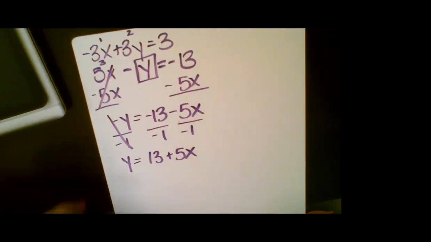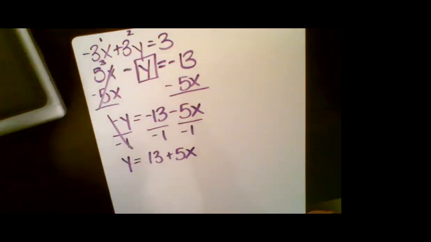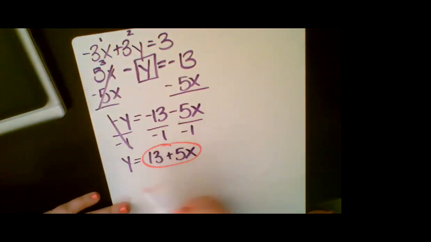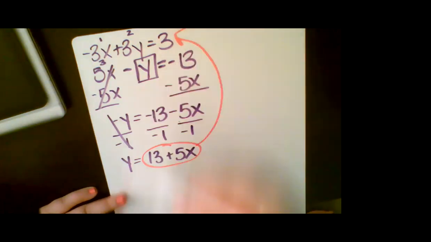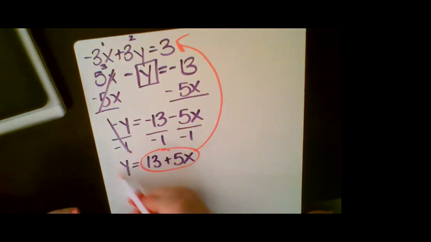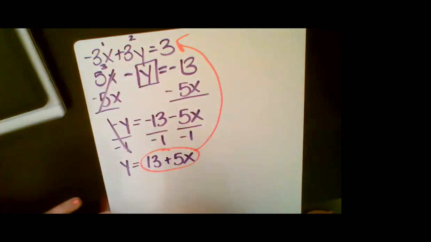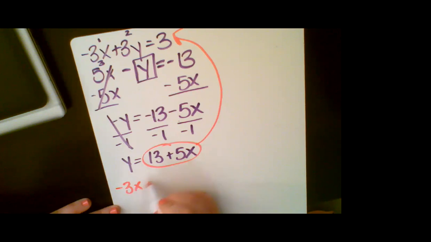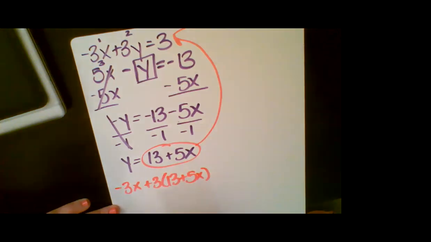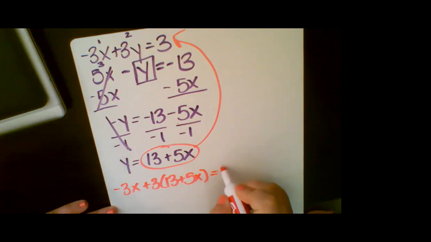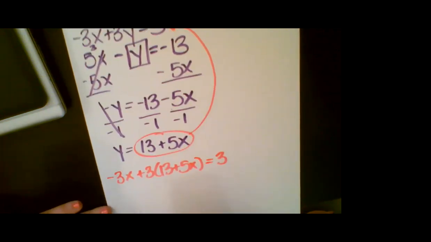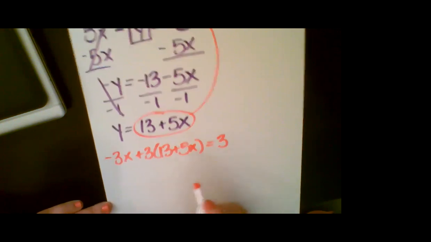All right. So now, after we get a variable isolated, if it's not already, we're going to take the thing that it's equal to, and in the untouched equation, we're going to replace the isolated letter with what it's equal to. So in this first equation, we're going to have -3x plus 3 times what we got y equal to, and that's equal to 3. Now this equation just has x's, so we can solve it.